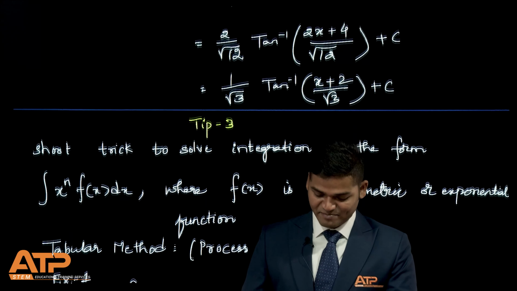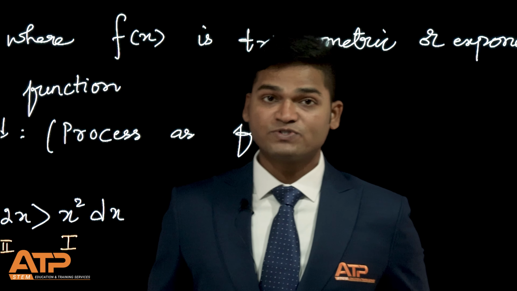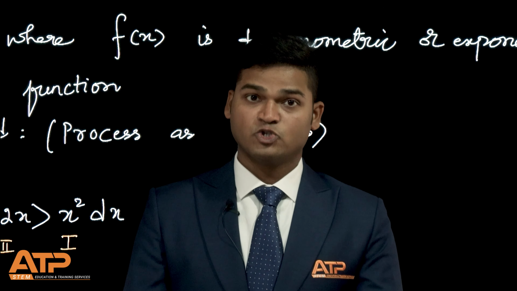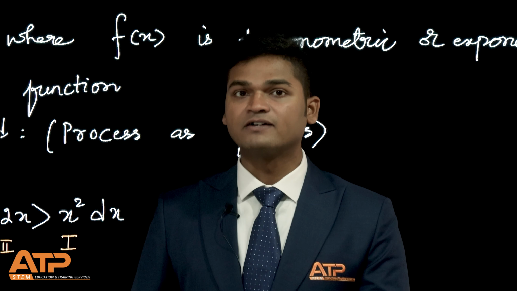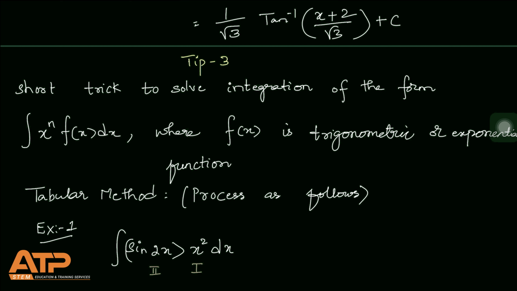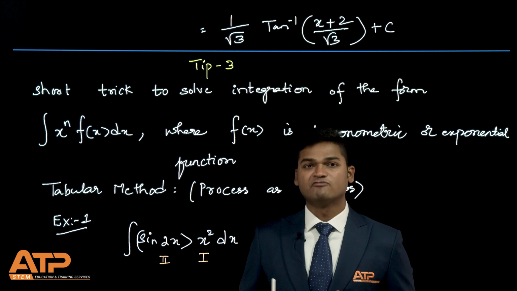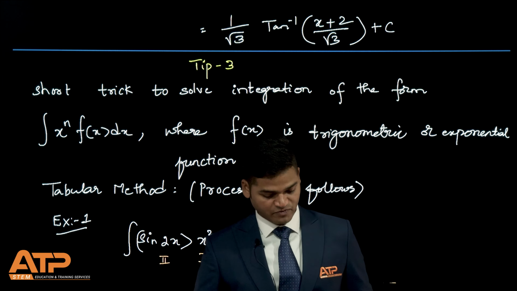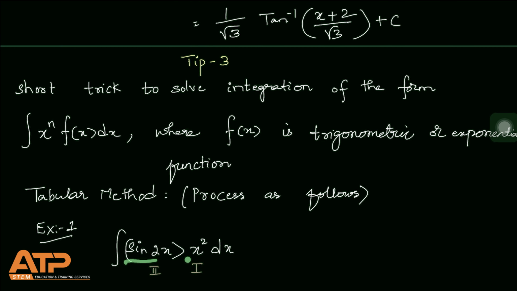Let's go to the next, tip number 3. Tip number 3 we're going to use for integration by parts. So if you see a particular format in integration by parts, for example, integration x power n into f of x dx, where f of x is a trigonometric or exponential function, we're going to apply this tip. So in this tip, we'll form a table and we'll use the tabular form to get the result. So let's see one question on this. Integration sine 2x x square dx.